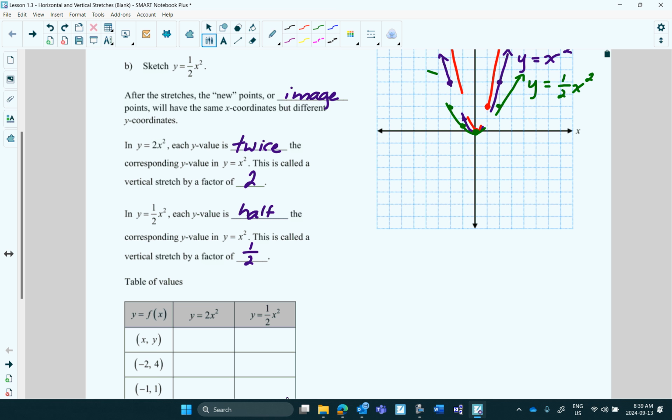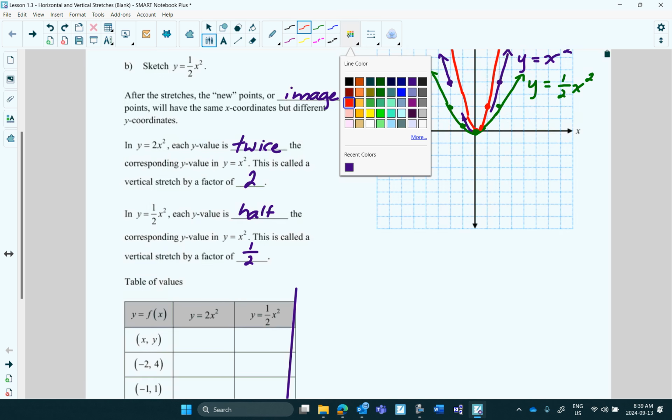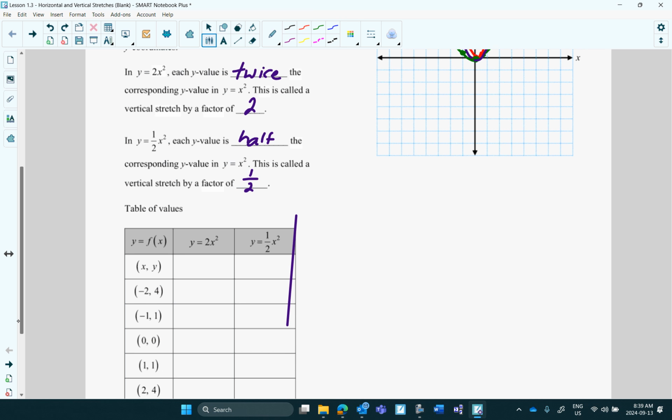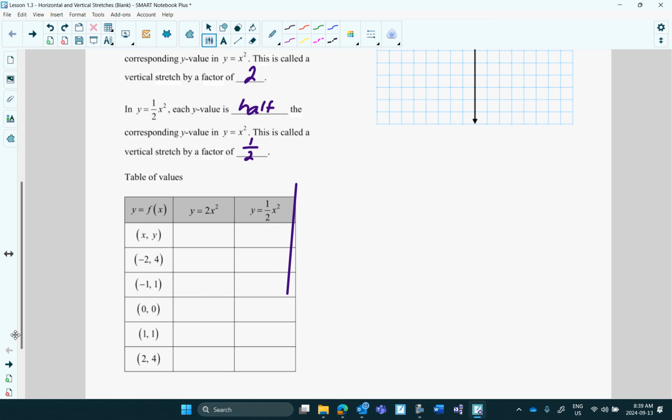What happened here? Why does it keep popping in these sort of lines when I change colors?